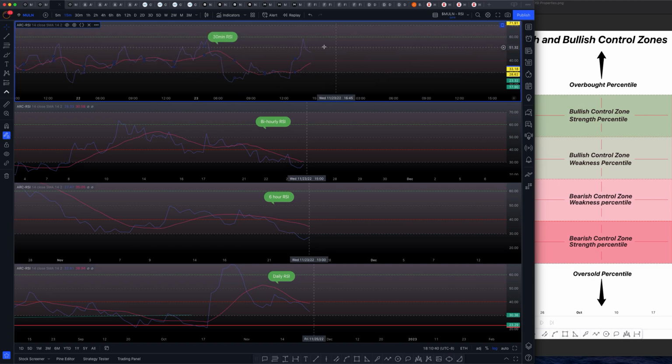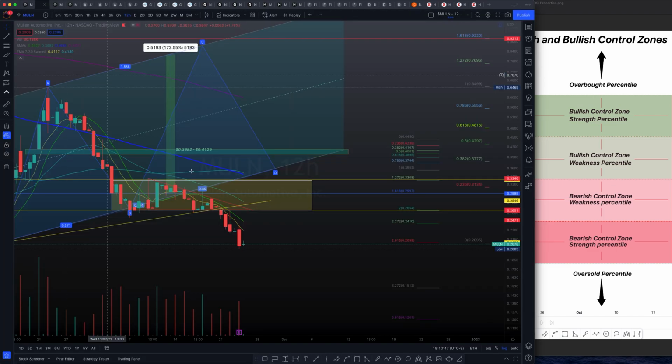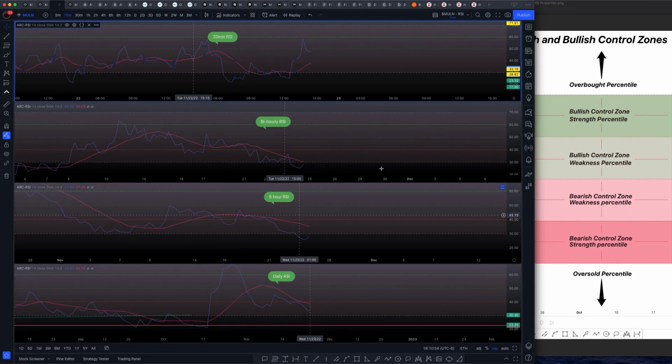But you know what? The 15-minute is also suggesting a bit of a downside, which could indicate that we can test our lowest level here before a continuation to the upside. So let's go ahead and keep on verifying that movement.